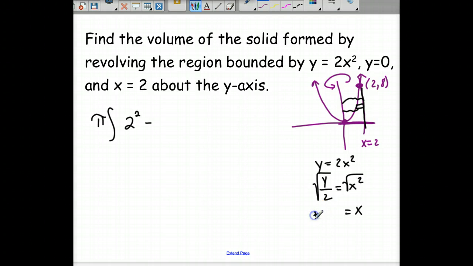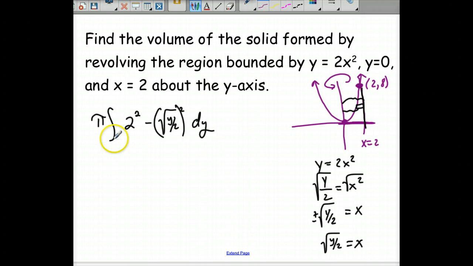So take the square root and you get positive and negative square root of y over 2. But I only want the positive side. I don't care about this stuff over here. So positive square root of y over 2 is the function. That's the distance from here to this curve. So positive square root of y over 2 with respect to y. And my limits of integration have to be y values, so 0 to 8.